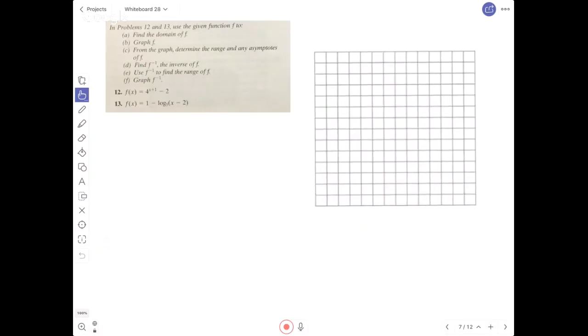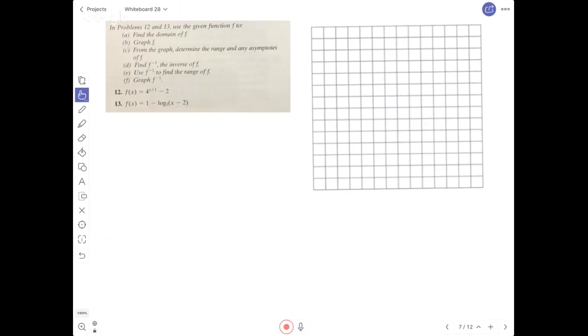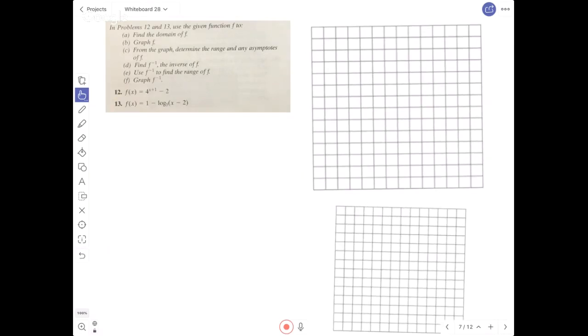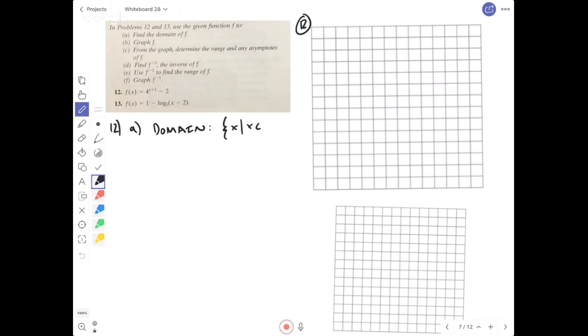Great. Okay. Use a given function to find the domain and graph. I'm going to be doing 12, so let me copy that. Okay, so this is going to be number 12. F of x equals 4 to the x plus 1 minus 2. Find the domain. So on number 12, A, find the domain. The domain of any exponential function is always all reals. X such that x is an element of the reals.